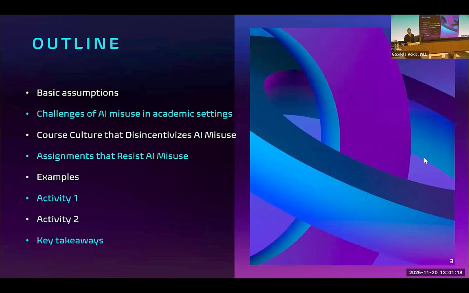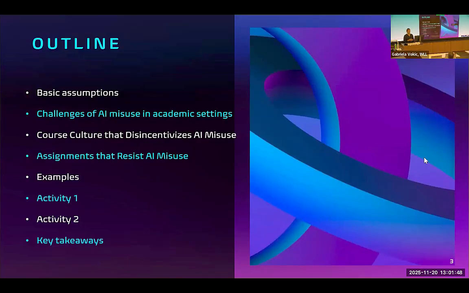First of all, I would like to share with you some elementary assumptions that inform this presentation. Then I would like us to very briefly talk about the challenges of AI misuse in our classroom settings. Then I would like to spend a decent amount of time talking about how we can create a whole course culture that disincentivizes AI misuse, because only in that particular context, only in that particular ecosystem can you meaningfully create and implement assignments that resist AI misuse.